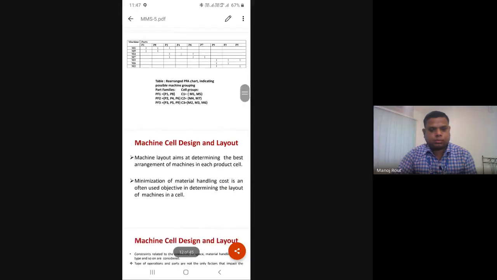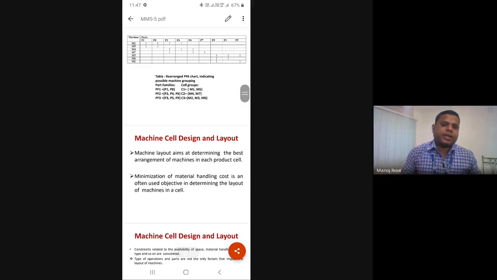So in case of machine cell design and layout, as far as good manufacturing practice is concerned, the machine layout aims at determining the best arrangement of machines in each product cell. As you know, the product cell contains different types of machines, tools, and equipment which make a particular part, as far as the sequence of operations and sequence of process flow is concerned. The next part is the code, and the last part is the flow process route sheet.